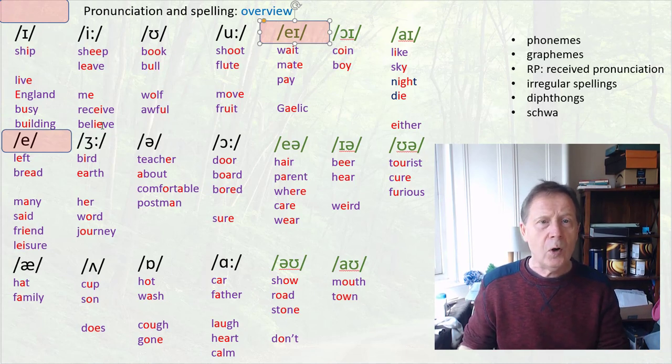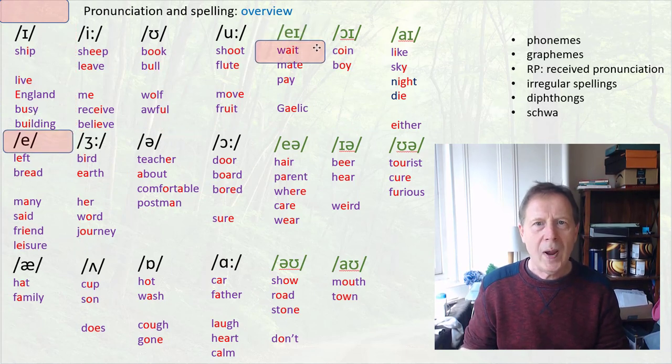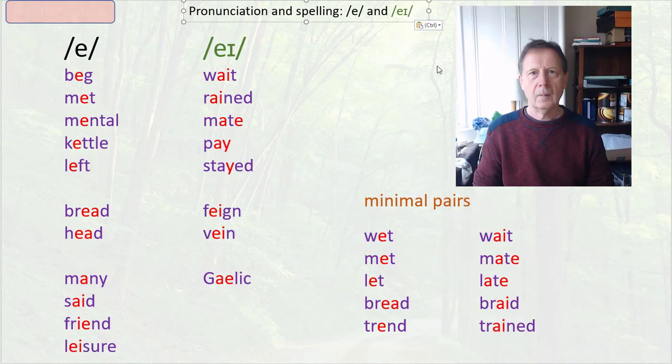In this video we're looking at e, and this sound is as in left, bread, many, said, etc. And the other one is a, as in wait, mate, pay, Gaelic. So now let's look at the spellings of these two phonemes.